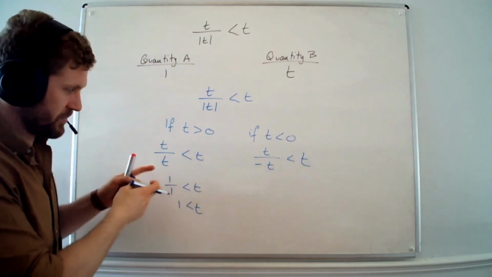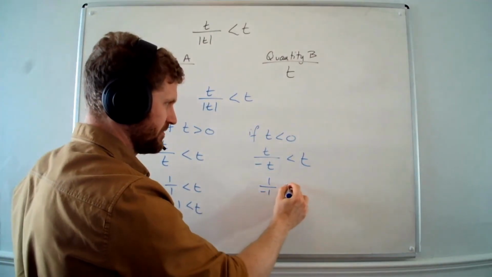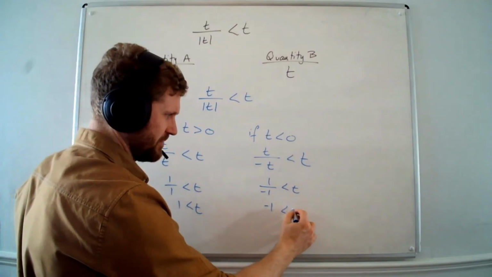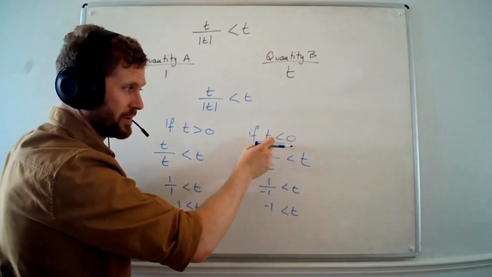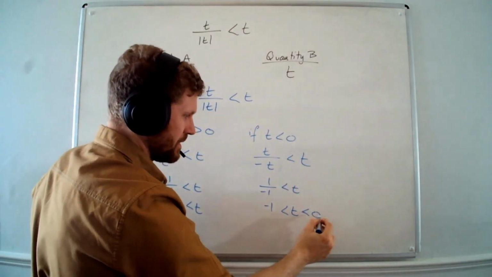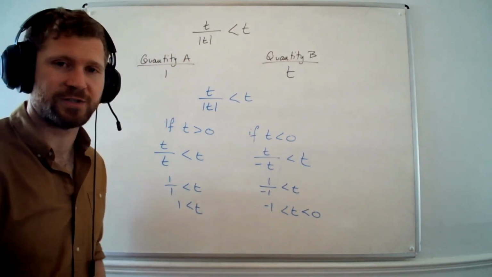Just like we did over here, I can cancel out the t's on the top and bottom, and I've got 1 over negative 1 is less than t, and so 1 divided by negative 1, that's just negative 1. So t is greater than negative 1. I've also assumed that t is less than 0, and so if t is less than 0, then t must be between negative 1 and 0.